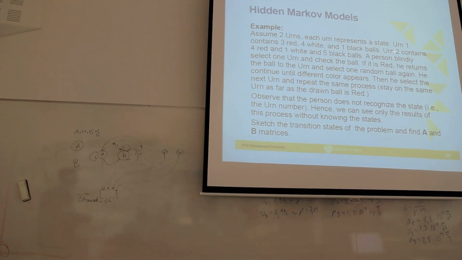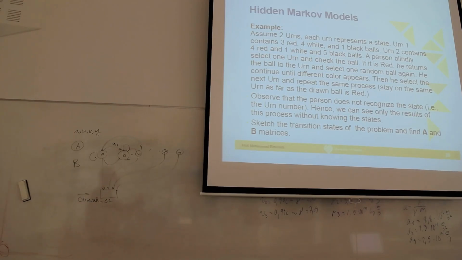In this example, we have only two urns. The states are the urns, so we have urn 1 and urn 2. Urn 1 contains 8 balls: sorry, it is 3 red, 4 white, and 1 black. So the total is 8. Urn 2 contains 4 red, 1 white, and 5 black. So the total is 10 balls.